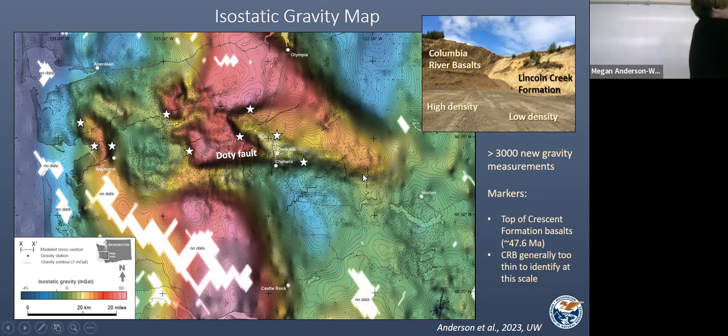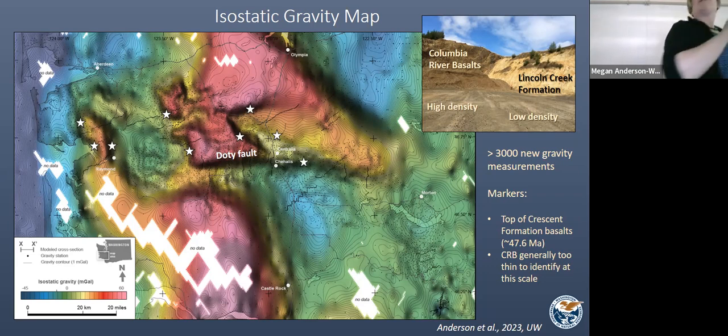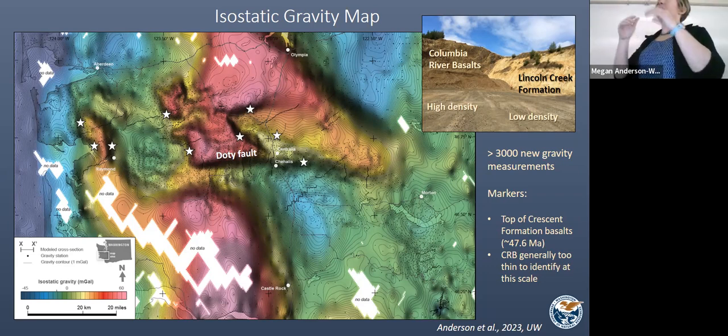The stars in this diagram also show other places where we see nice contrasts that are linear, and so they might be faults. And in contrast with the magnetic map, the top of the Crescent Formation is really the best marker here. The Columbia River basalts are generally too thin to show up in the gravity map, though across some of our transects, we have good enough data to be able to pick it out in a couple of instances.